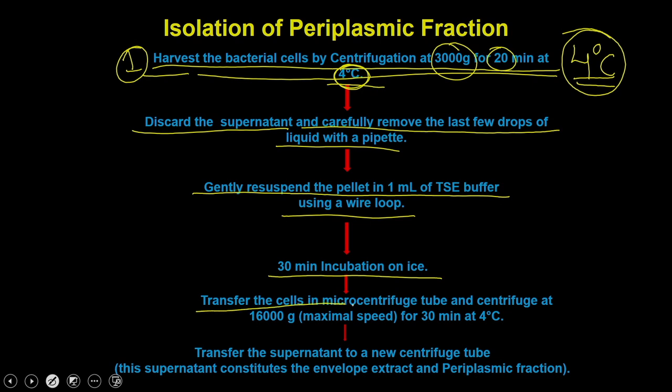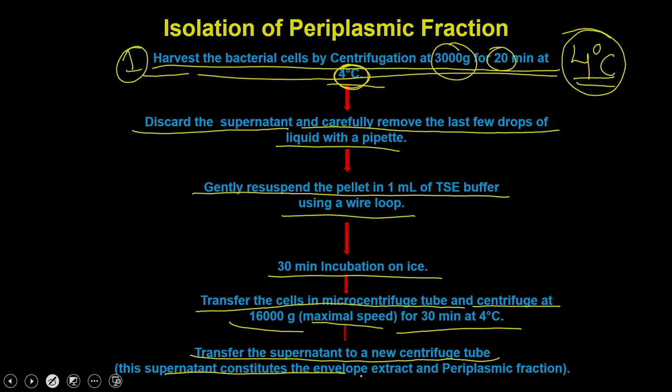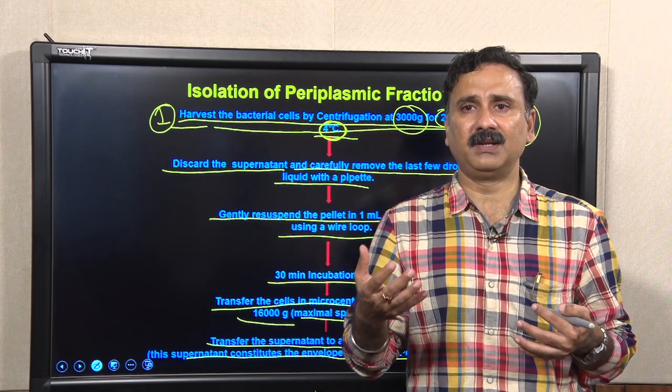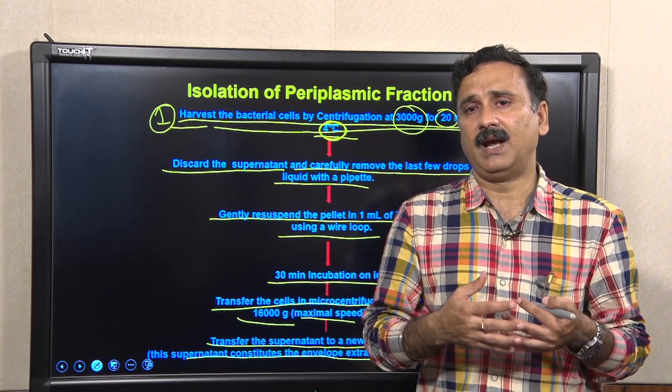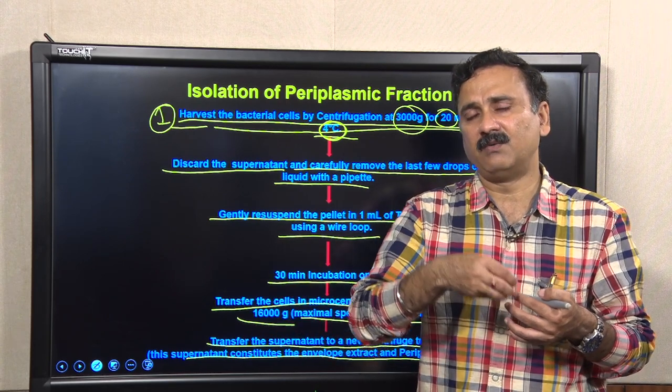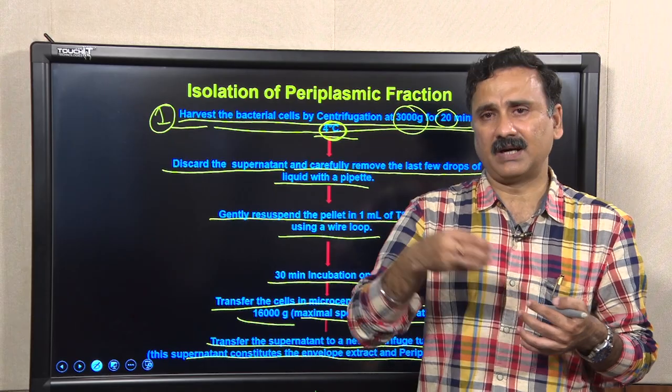Then you transfer the cells to a microcentrifuge tube and centrifuge at 16,000 G, which is the maximum speed in the microfuge, for 30 minutes at 4 degrees Celsius. Then you transfer the supernatant to a new centrifuge tube. This supernatant constitutes the envelope extract as well as the periplasmic fractions. So in this protocol, what we have actually done is give an osmotic shock to the bacterial cell after removal of the cell wall, and in that process the periplasmic fraction is removed from the bacteria, or the proteins present in the periplasmic fractions are extracted.